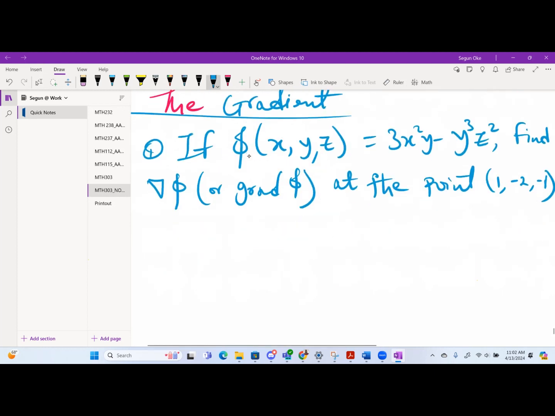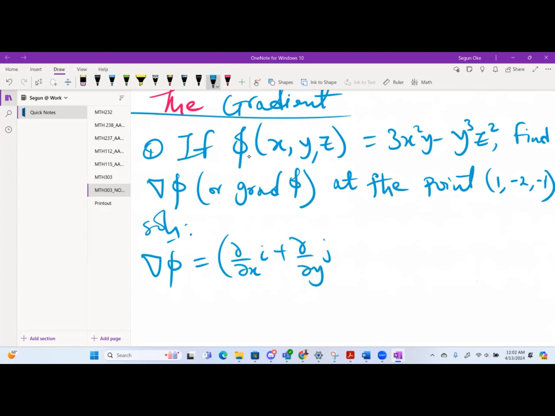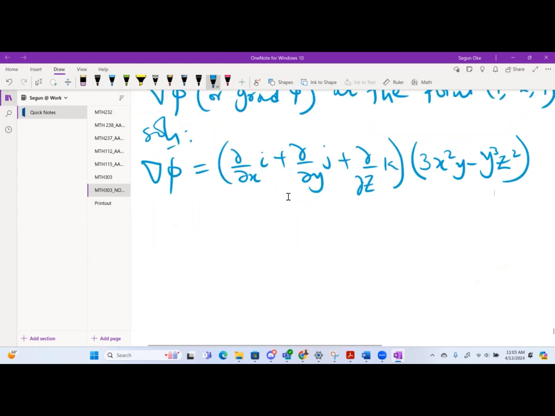It's very simple. The solution: del of phi will be d/dx i, don't forget, plus d/dy j plus d/dz k, acting on our phi. Our phi is 3x squared y minus y cubed z squared. Anywhere you see phi, you put those operators there and that function there.